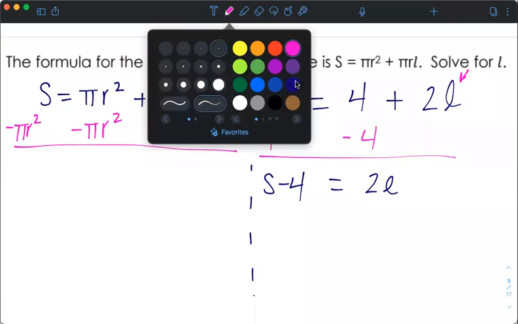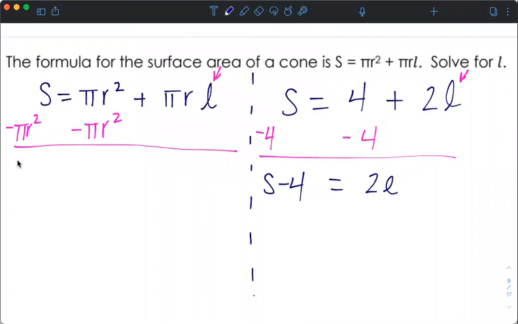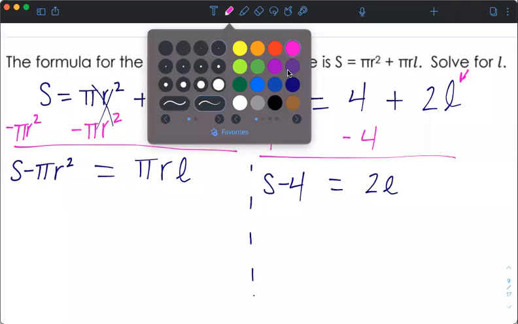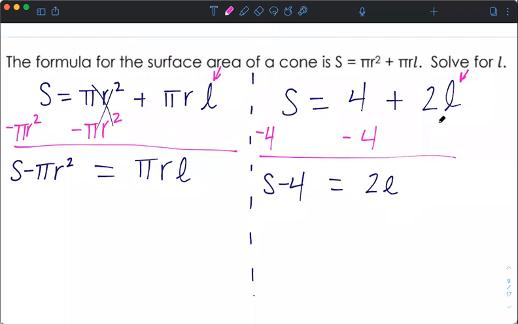Just like on the right side, they are not like terms, so we have to keep them separate. S minus pi r squared equals pi r L. Going back to the problem on the right side, to solve for L, we would divide by 2 because the operation between 2 and L is multiplication. We would divide every term by 2.